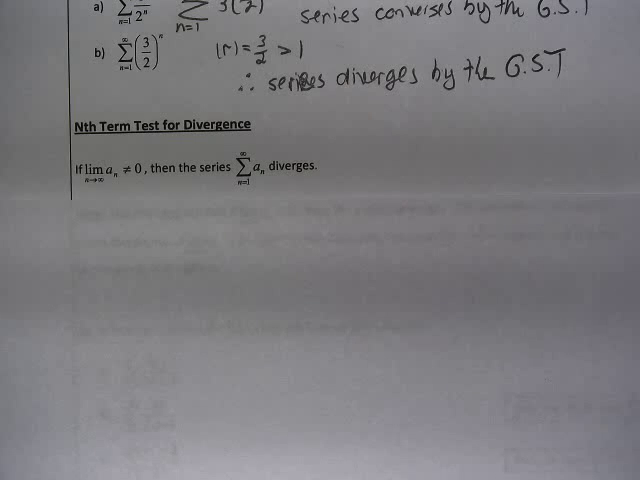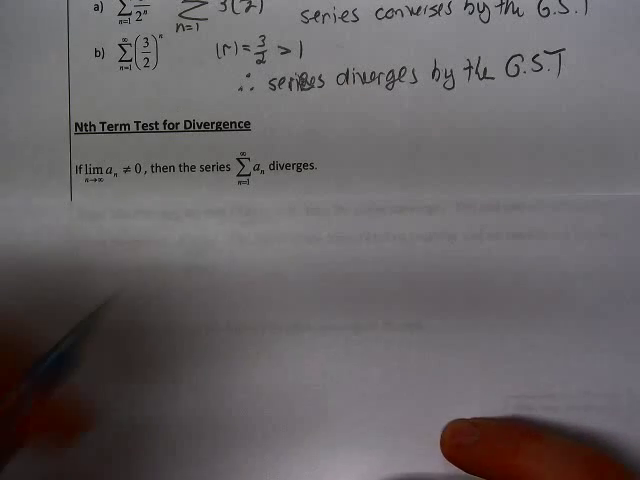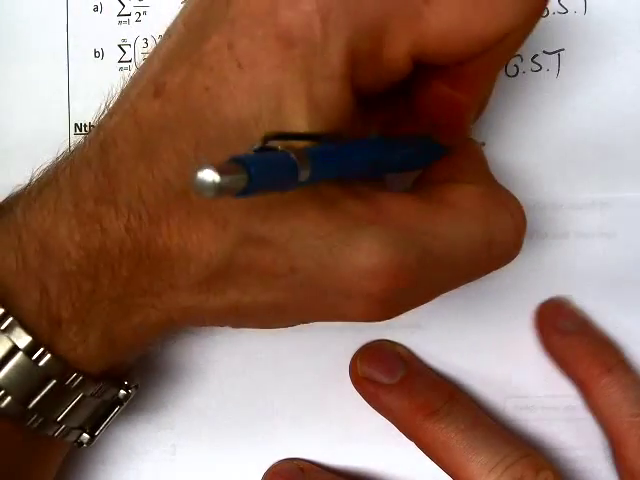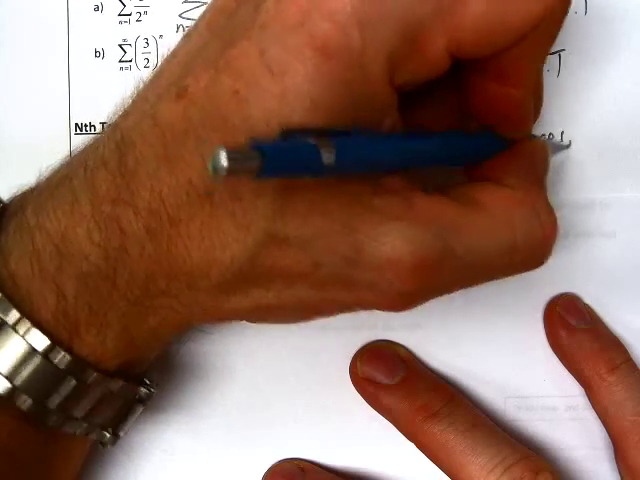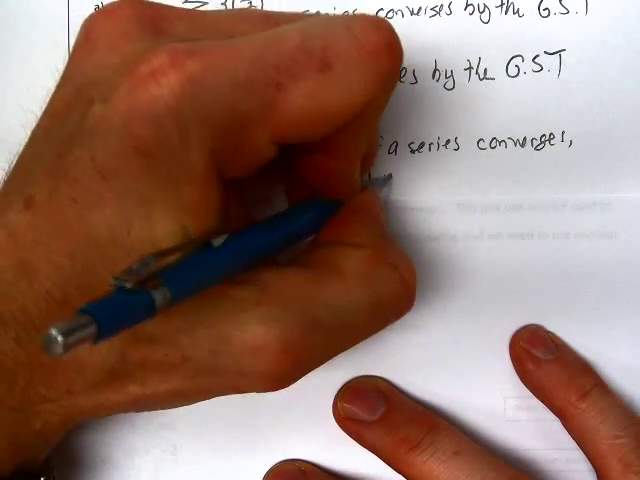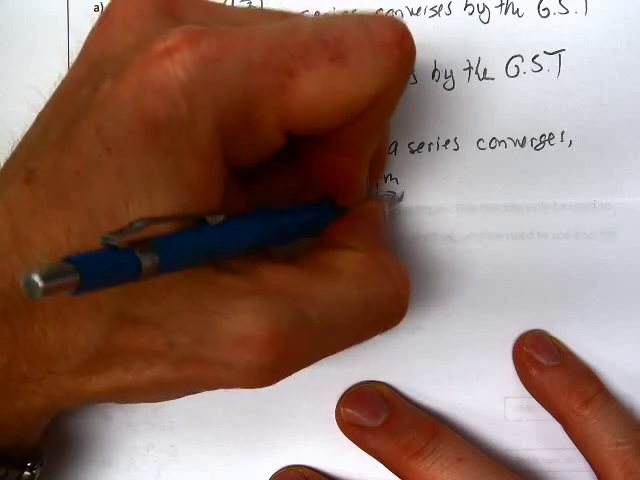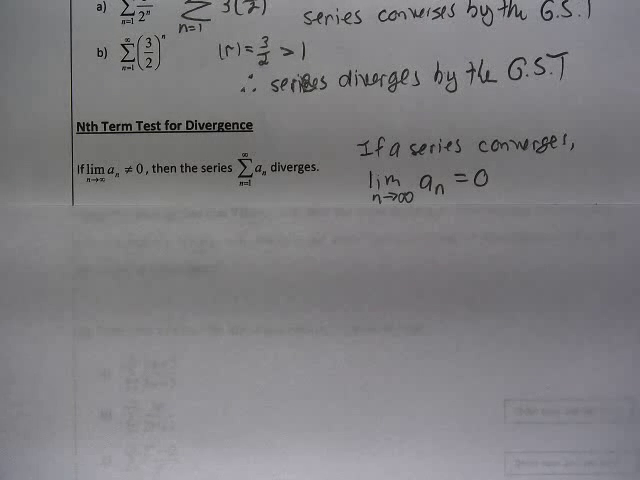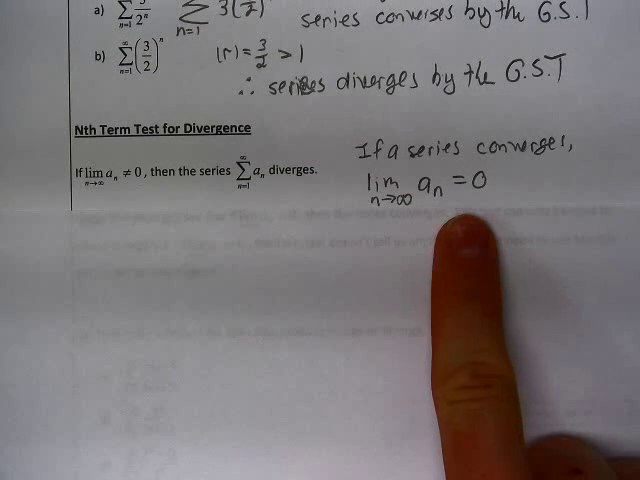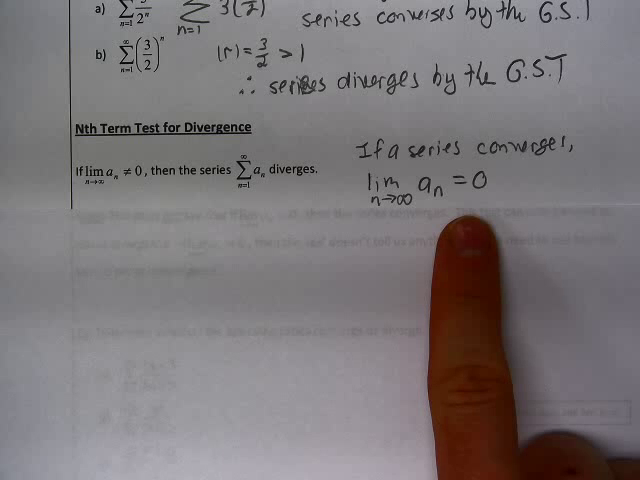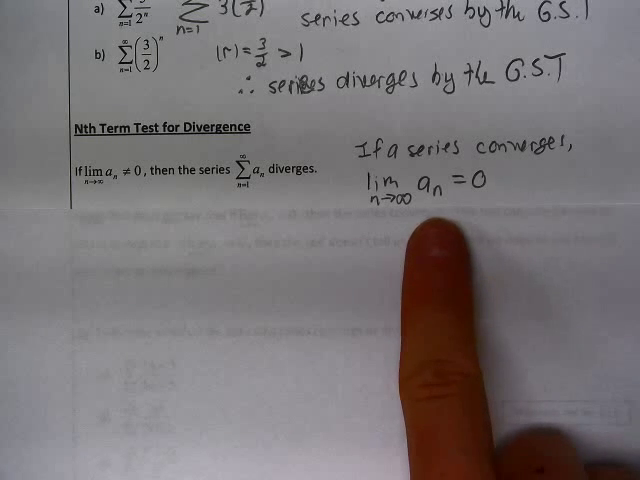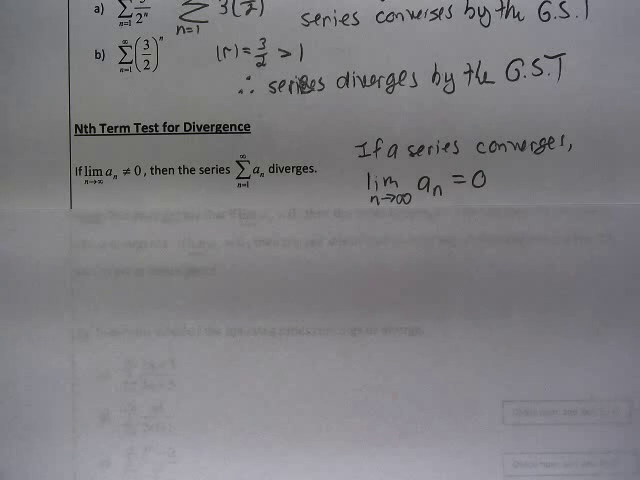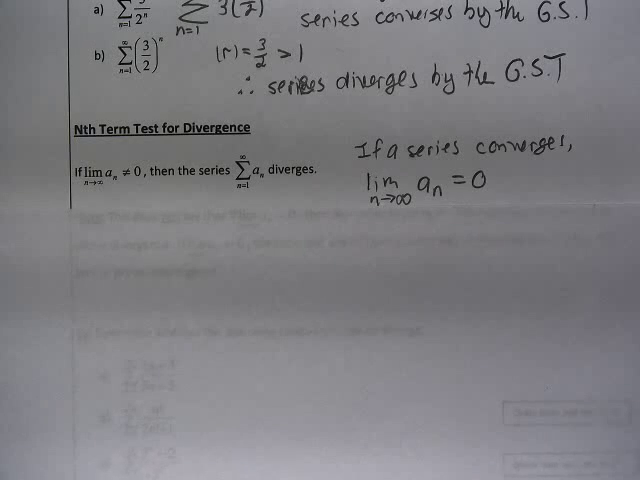Okay, one repercussion of this test is that if a series converges, then the limit of the terms as n approaches infinity has to equal 0. So this has to be true for a series to converge. All right, but just because it is true doesn't necessarily mean that that series converges. Okay, that's a very important distinction.